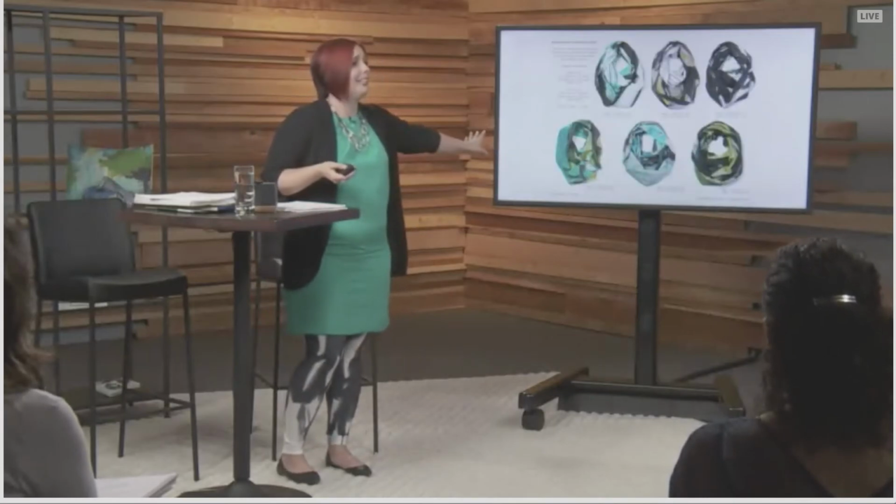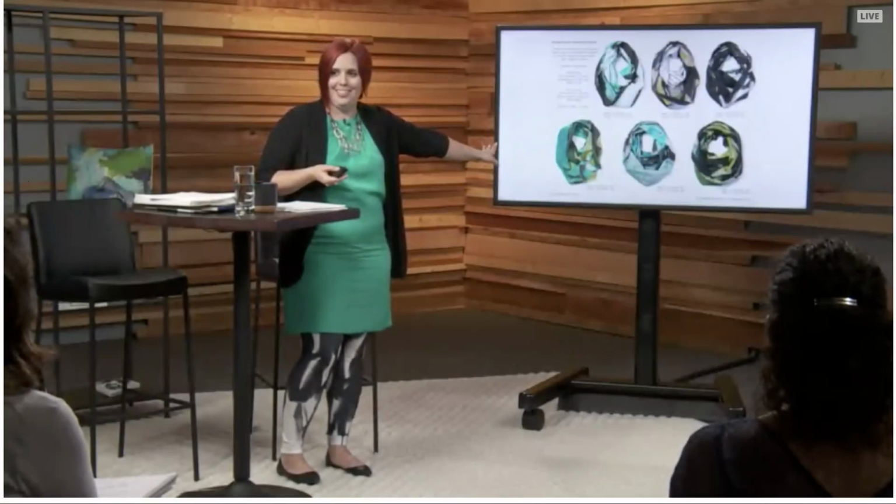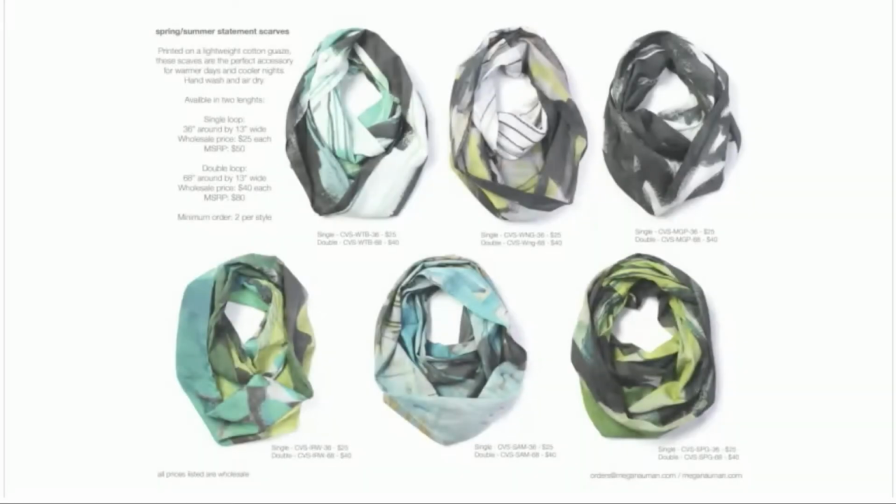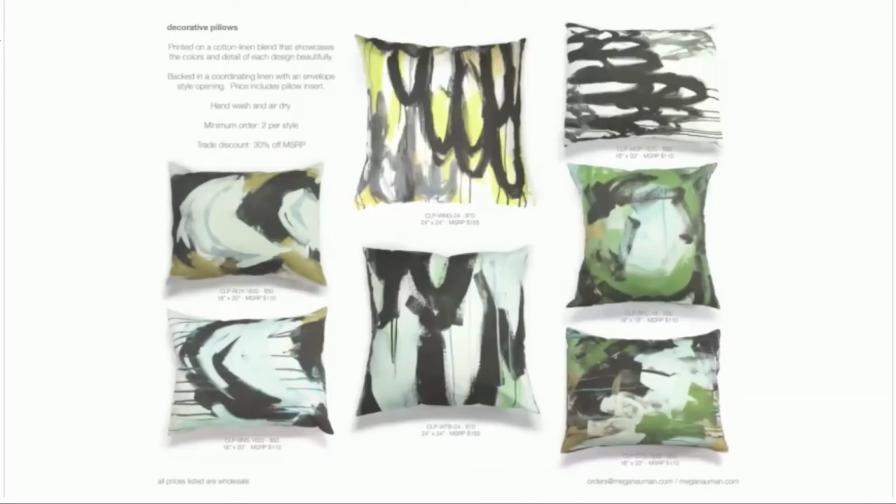But I would never split my jewelry line into 2 catalogs. So you can see I am really all about not reinventing the wheel. This looks exactly like my jewelry line sheet, but I stuck scarves in there. And then I stuck some pillows in there.